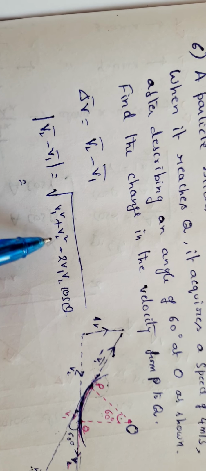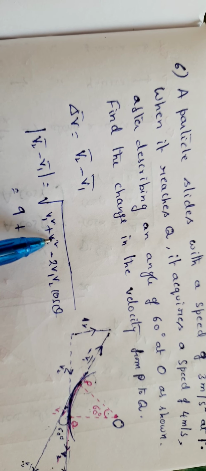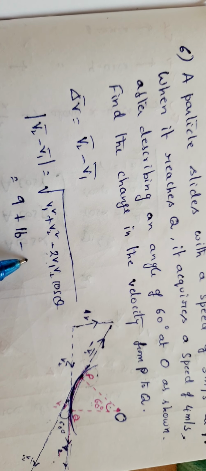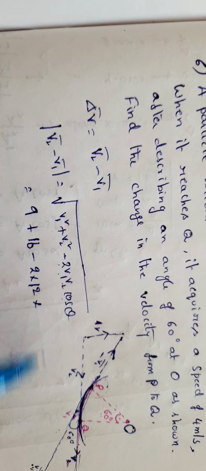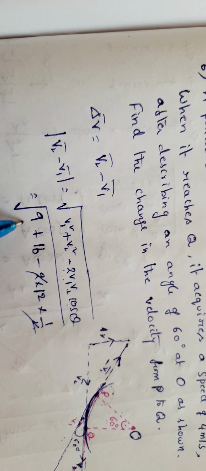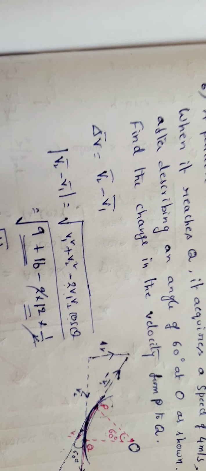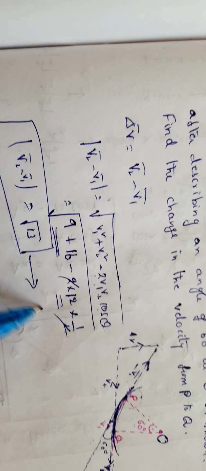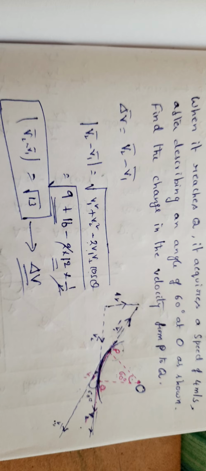Yes. So now V1 square, what is the velocity here given to be? 3 meter per second. So 9. 4 meter per second, 16, minus 2 into 3 into 4, making it 12, into cos 60. Cos 60 is 1 by 2, under root. So now 25 minus 12, it is 13 under root. So you have got the modulus of V2 bar minus V1 bar as root 13, which is the magnitude of change in velocity.